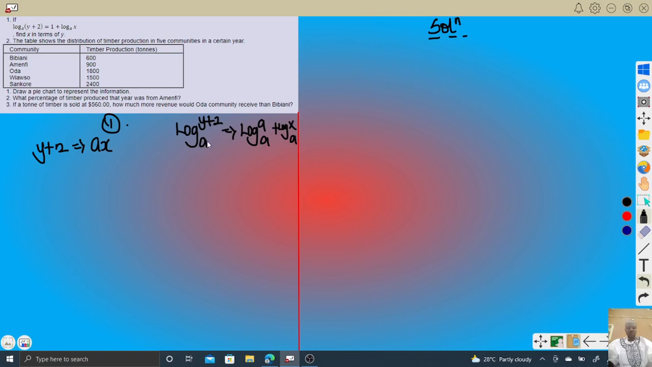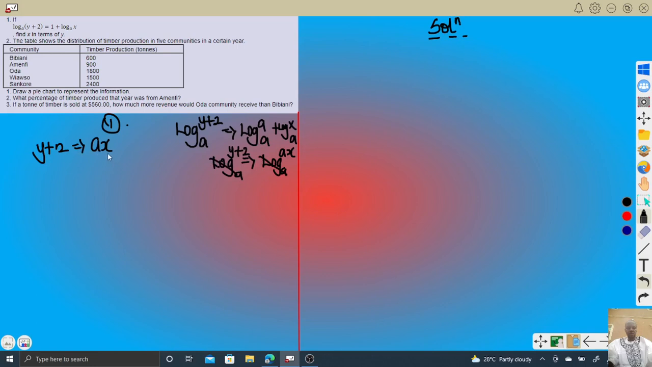Because they have the same base a, you can see this is log a, connected by plus to ax, and this one is also log a of y plus 2. So what I've done is this gets cancelled out, and I have y plus 2 equals ax. That is what I've done, but I believe you should know that, which is why I just write this directly.